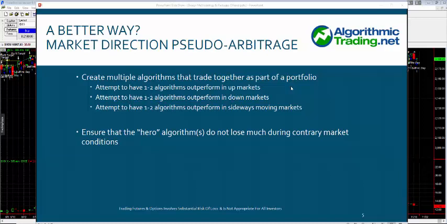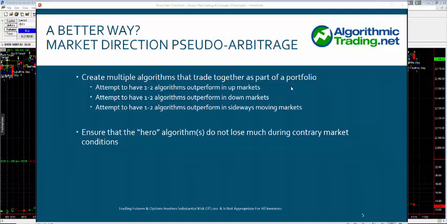It's not 100% arbitrage because it's not a 100% paired trade where we're equally long or equally short the indexes. It's more of a design that would overlay multiple trading strategies into one complete system. So what we do is we create multiple algorithms that trade together as part of a portfolio.